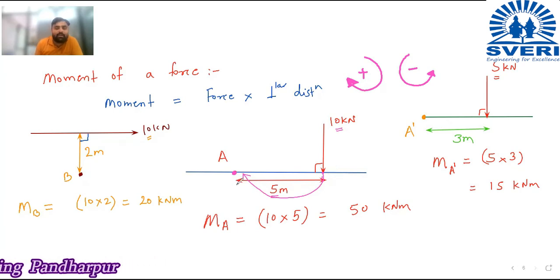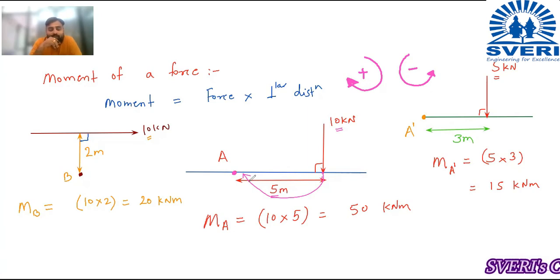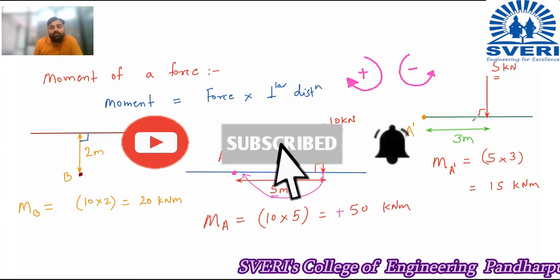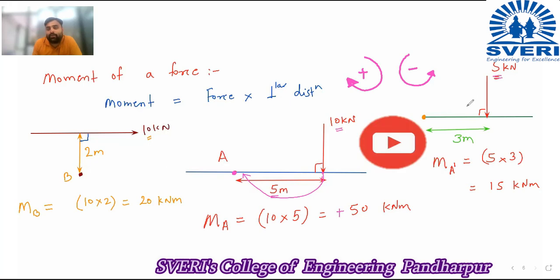मग कसल्या डायरेक्शन मिळाली तुम्हाला? Is it clockwise or anti-clockwise? Clockwise. पॉझिटिव्ह म्हणणार का निगेटिव्ह? Positive. So this moment is positive. Now similar case is with this 5 kilonewton also.